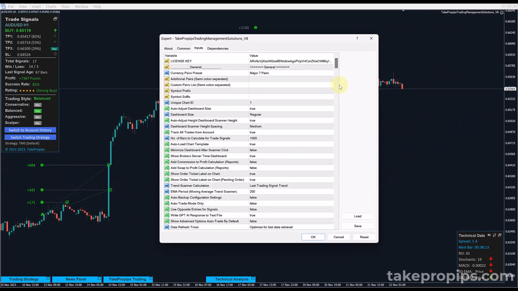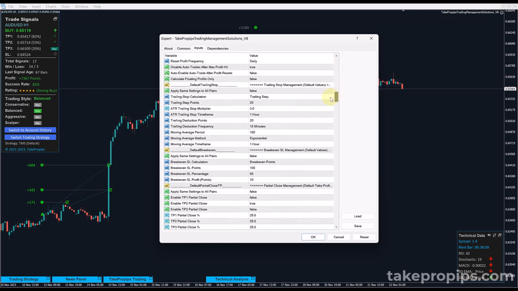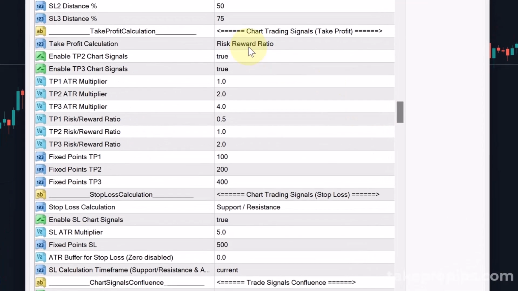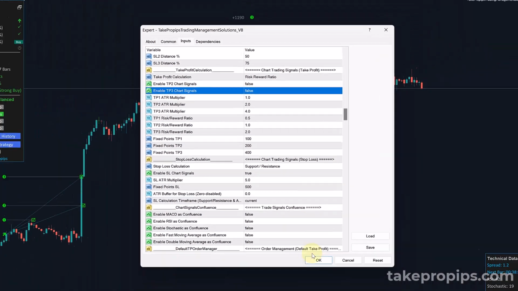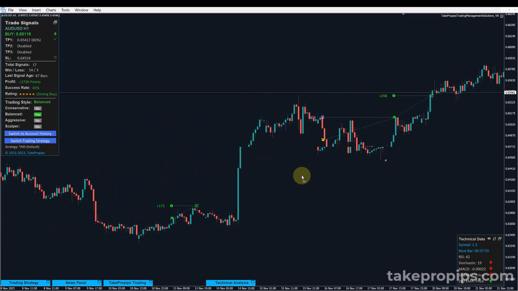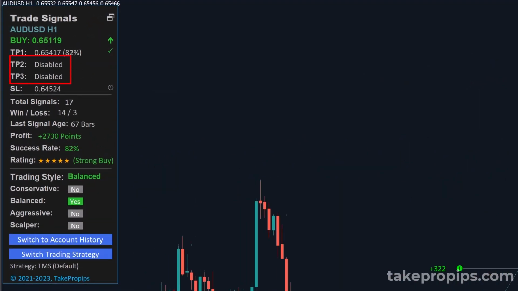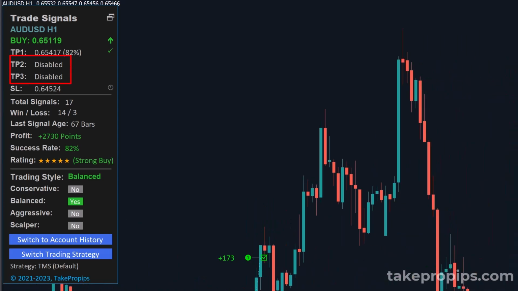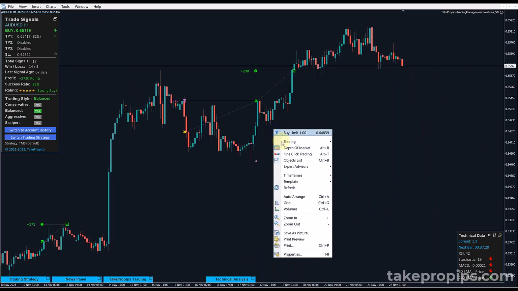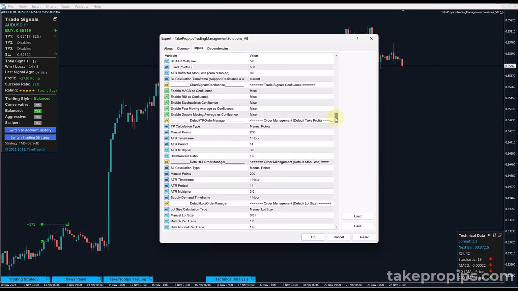If you prefer to only have one take profit target, then you can also disable TP2 and TP3 on the input settings of the EA. You can set these settings to false and it will disable TP2 and TP3. As you can see, it only shows TP1 on the chart, and TP2 and TP3 are disabled on the trade signals panel. In this example, let's just use the default 3 take profit targets.